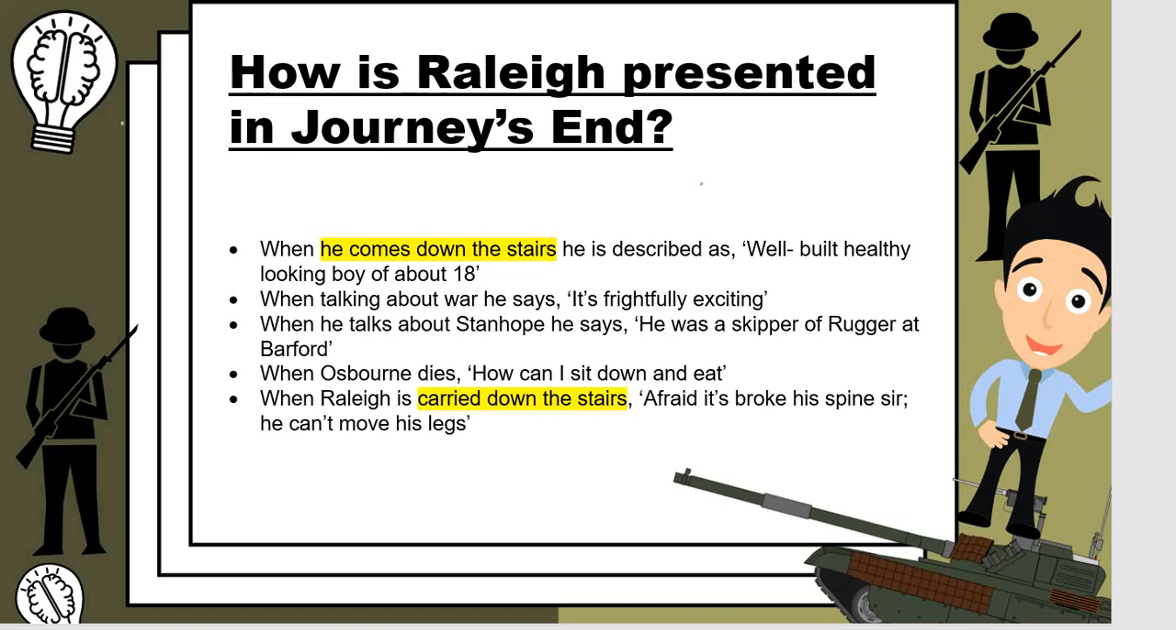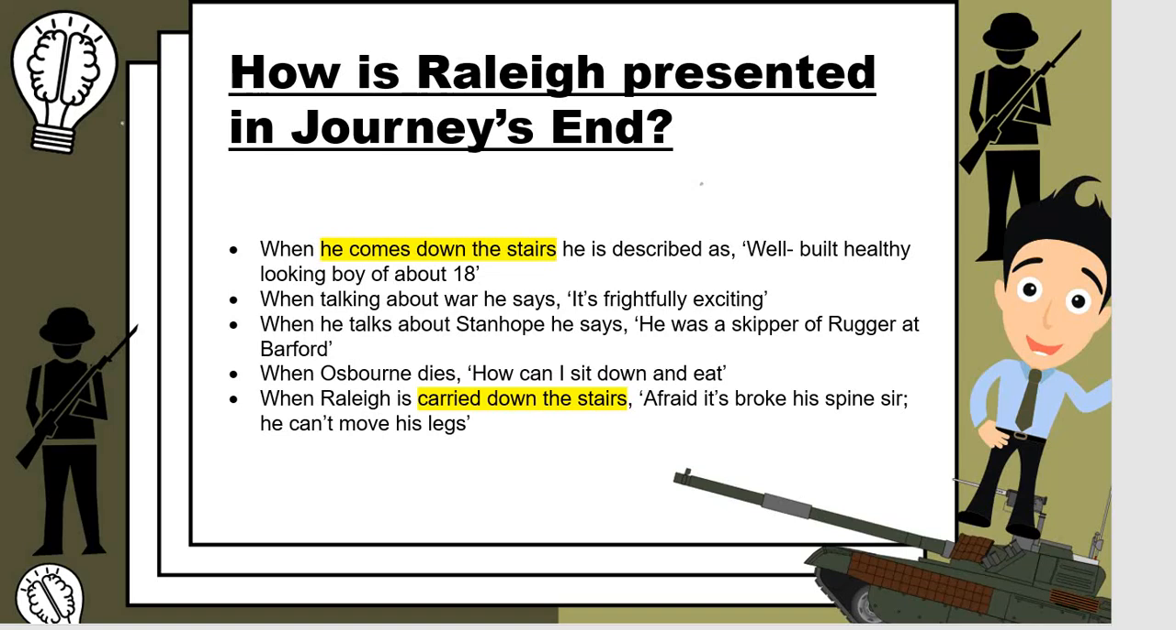So the first bullet point and the last bullet point, we can take quite a lot of what Sherriff's message is regarding war and regarding the naivety of youth. Look how he starts and look how he ends. There is a message, the reality of war. It's not the propaganda, it's the reality.